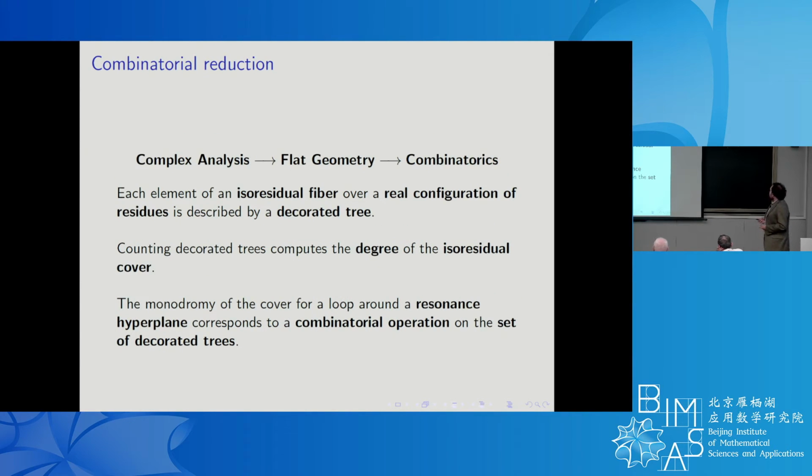Each element of an isoresidual fiber of a real configuration of residue is described by a decorated tree. We just take the dual graph of the embedded graph formed by the saddle connections, and we add some decoration to take into account angles that are integer multiples of pi bigger than pi. Okay, so we need to add some half edges, but essentially it amounts to counting trees. And we can compute the degree of the isoresidual cover this way.